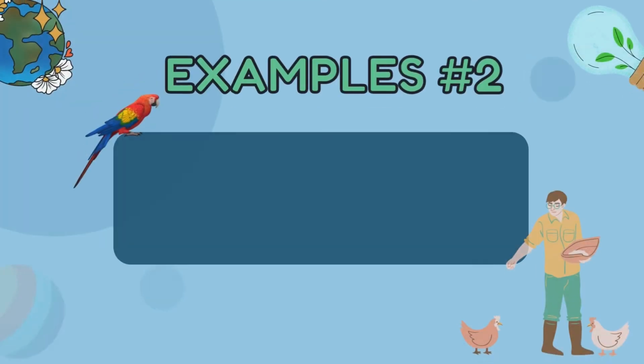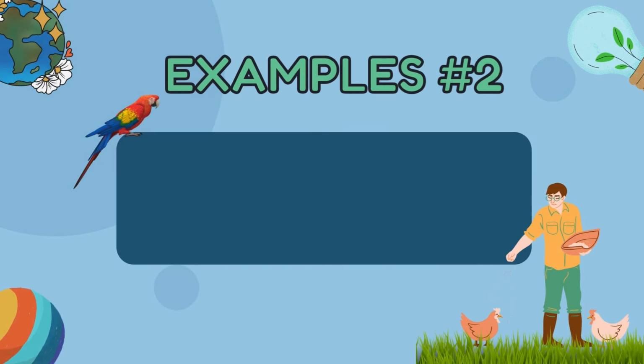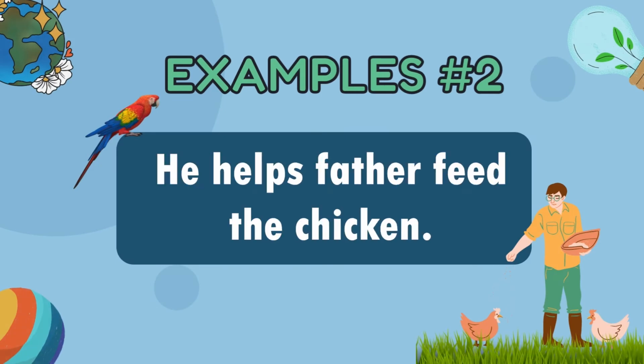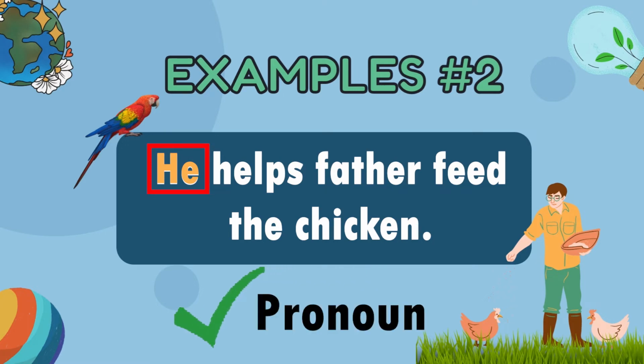For example, number 2. He helps father feed the chicken. Where is the subject pronoun used in the sentence? Correct. He is used as a pronoun in the sentence. Instead of using again a name of a person, it was replaced by a pronoun he.